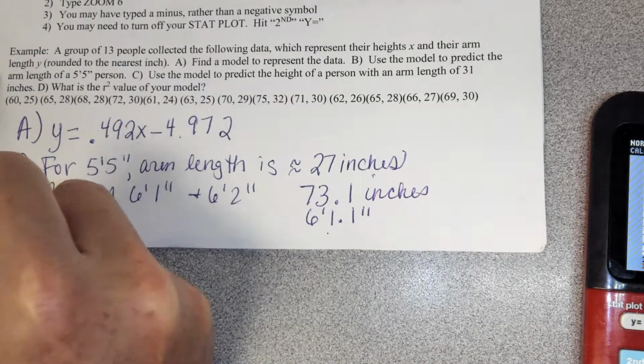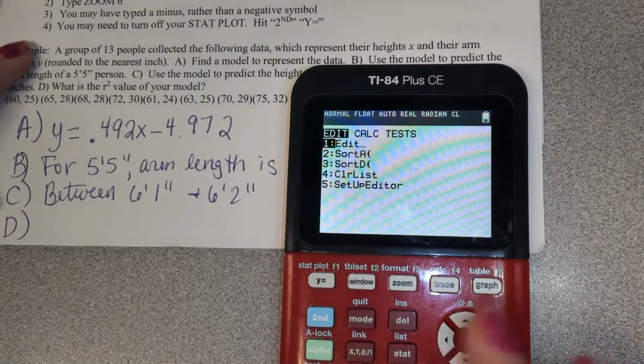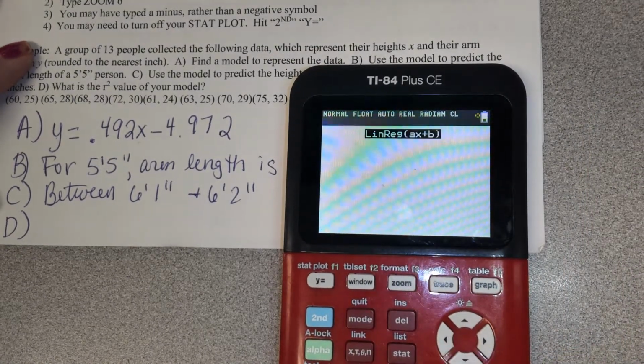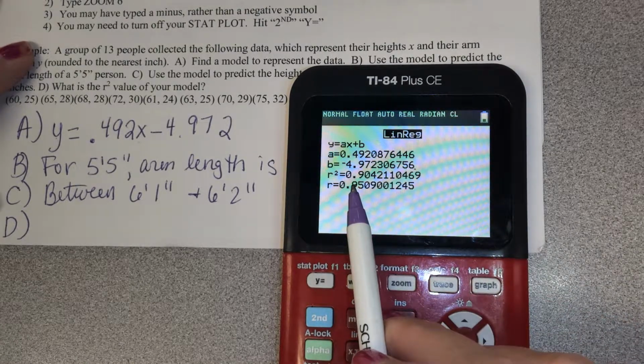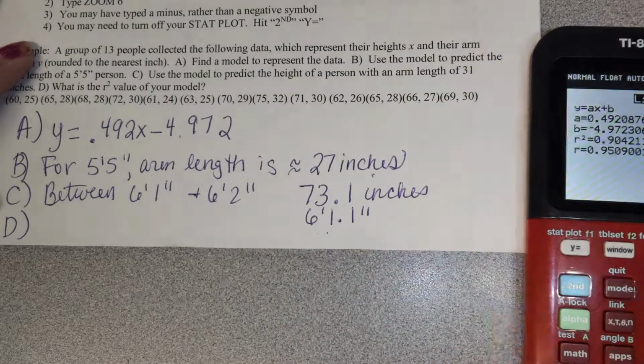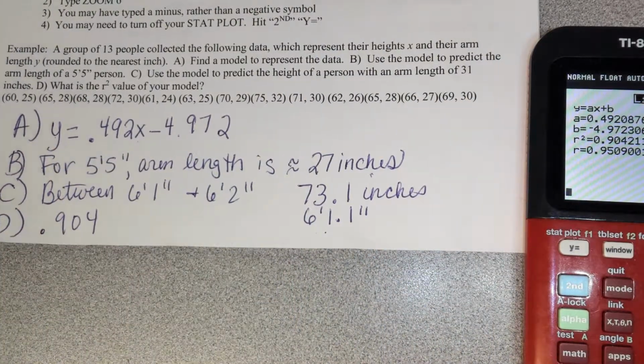And then in part D, it asks us what was that r squared value. I'm just going to do it again real quick just to get that. And our r squared value was 0.904. Okay? Any questions on that?